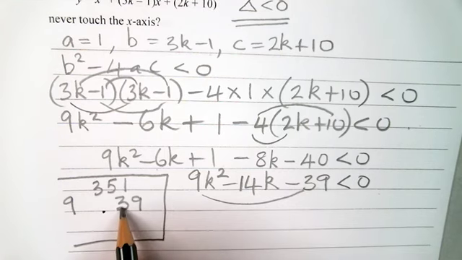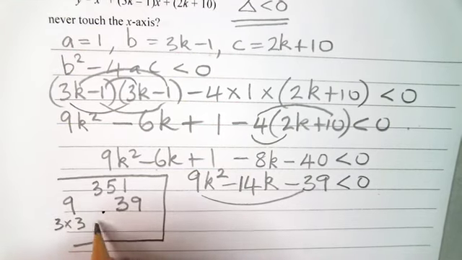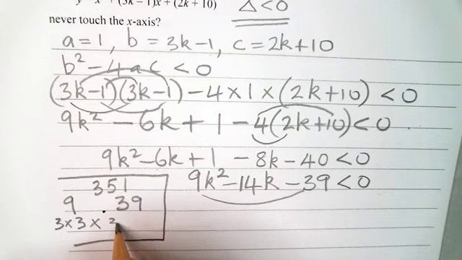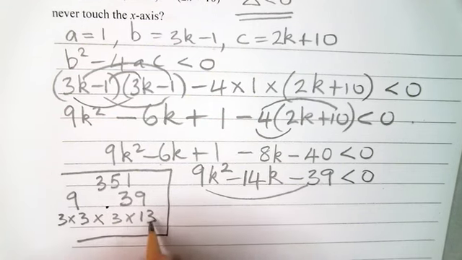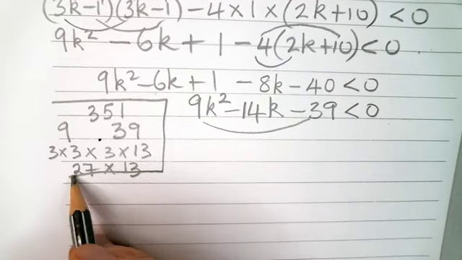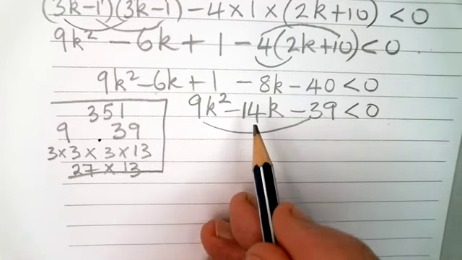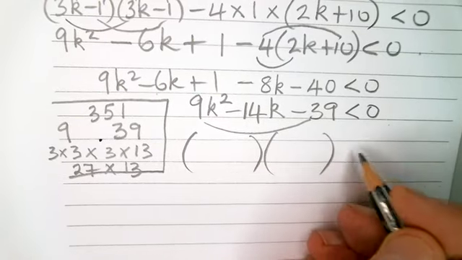Now, 39 can also be, because this is 3 times 3, and this is going to be 3 lots of 13. So if we went 3 times 3 times 3, that's 27 times 13. Does 27 times 13 work? And look, it does, because 27 minus 13 is going to be 14. So suddenly we've got our 2 factors.